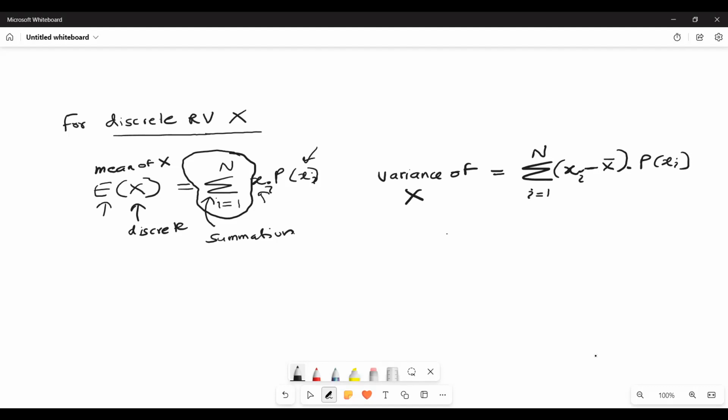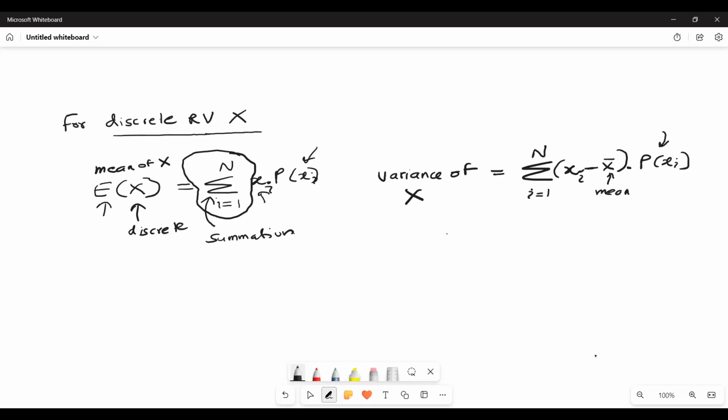So for each value of the random variable xi, we subtract the mean value, and we multiply it with the corresponding probability. By taking that product and taking the summation, we can find the variance of x. So that is how we can find the variance of the random variable x if we consider the discrete domain. For discrete random variables, we define the variance like this.